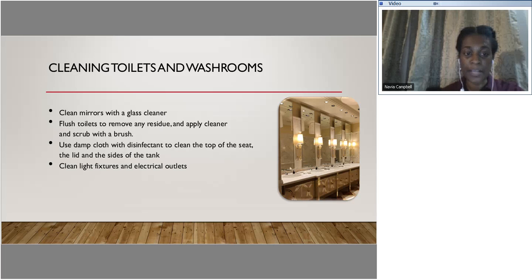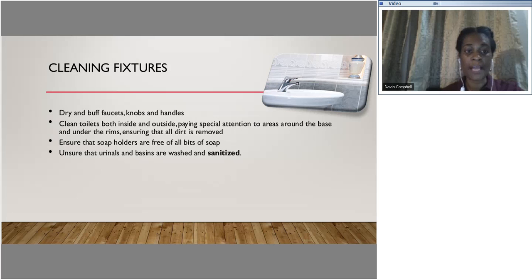Flush the toilet to remove any residue, after which you apply your chemical and use your toilet brush or toilet scrub based on your property's guidelines. Use a damp cloth with disinfectant to clean the top of the seat, the side, and the lid along with the can. Clean light fixtures and electrical outlets. Dry and buff faucets, knobs, and handles.